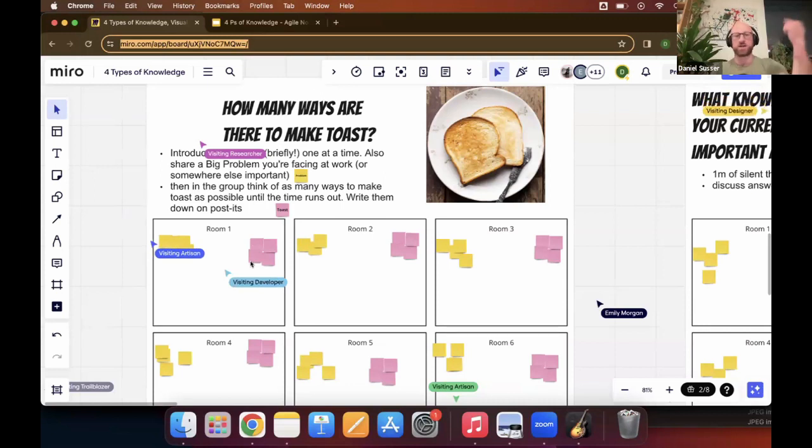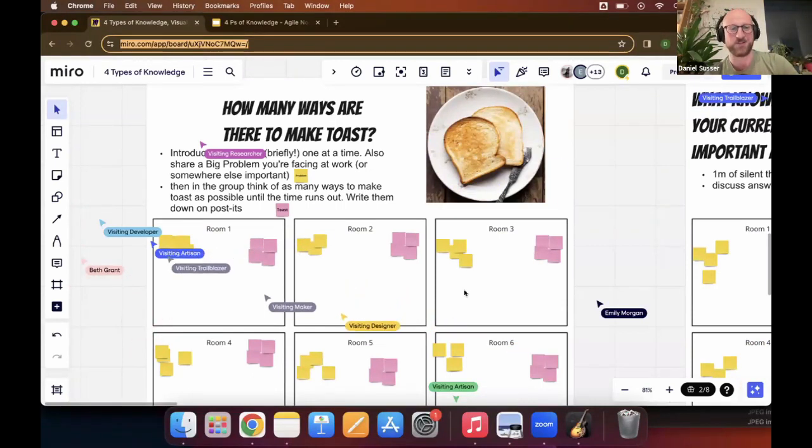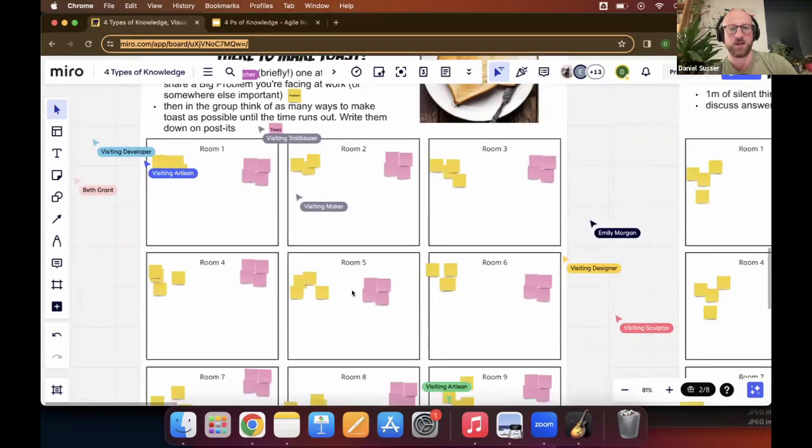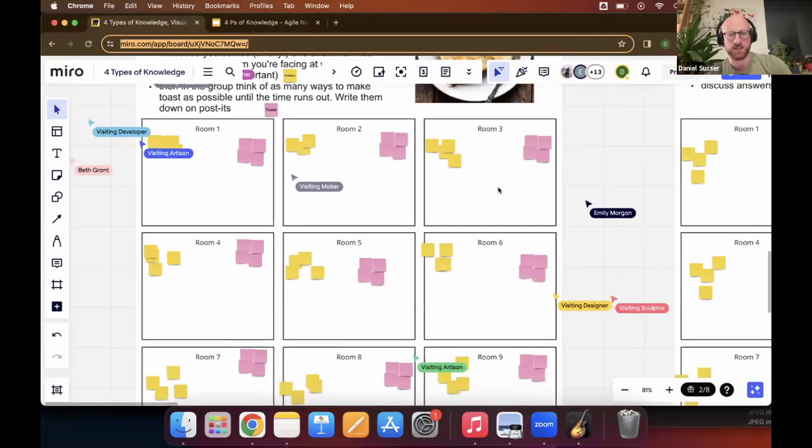So just go round one at a time in the room until you start running dry, but really push yourself. These don't have to be practical. These don't have to be reasonable, just ways that would get toast. Does anyone have any questions about those instructions for the first set of rooms? You'll be split into breakout rooms, and then go to the rectangle that relates to the room number, just to be very clear there.